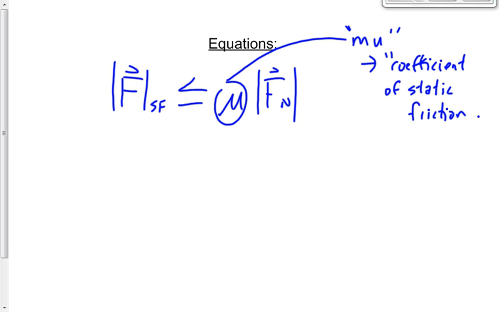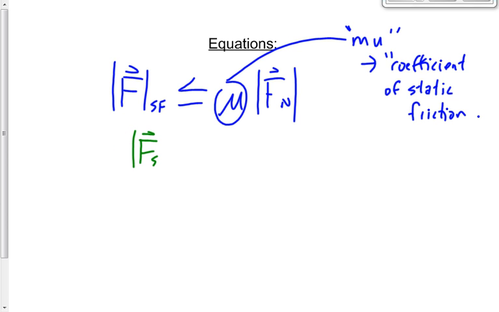Now, this is an inequality, so we can't actually solve for a value of force of static friction there. We can only get a max, or a value that it has to be less than or equal to. What we're actually going to do in practice is modify that a little bit.